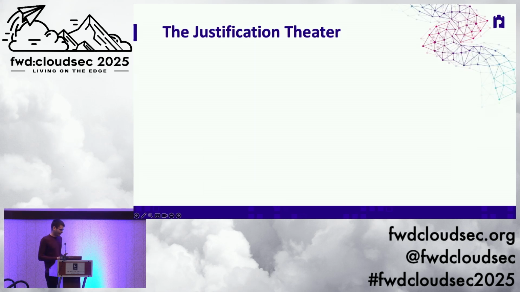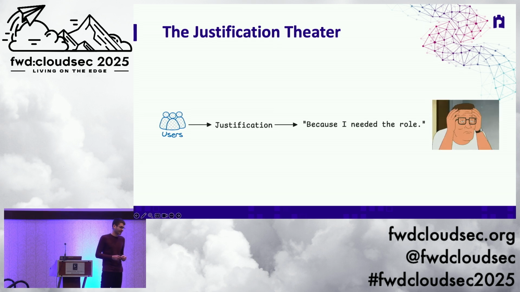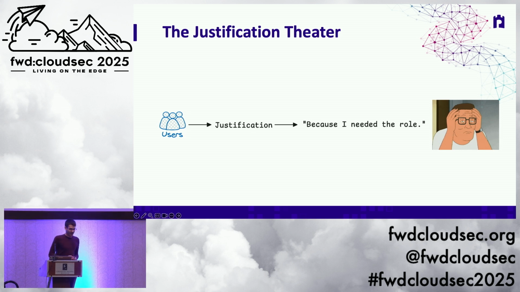Something I often get asked is, well, can we fix this? Can we just ask for a justification, and can we use that justification to decide, okay, well, we don't need the alert, we can trust this? And you could, absolutely. Just keep in mind that most of your justifications are going to look like this. Because I needed the role, just because I felt like it. Keep in mind, those are all actual justifications.